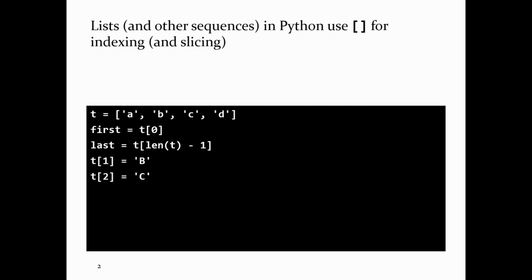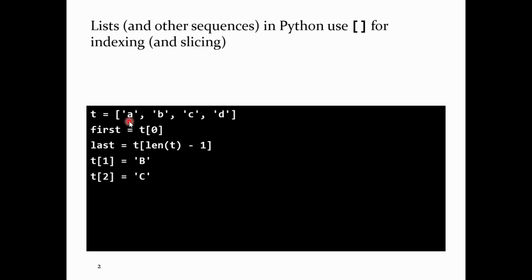Okay. So in Python, you've got these things called sequences. One of the sequences that you have is a list. And so you know that you make a list in Python, you use the square brackets. You can easily make a list if you know what the elements are that you want in the list, just by writing out the list like that. So that makes the list A, B, C, D.